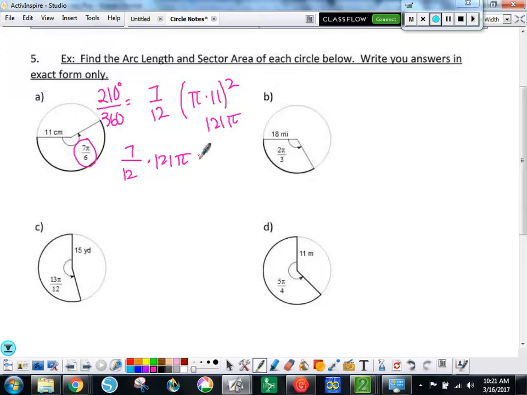So hold on. I don't want the approximate, I want the exact. So 7 times 121 again? 847, so this is 847 pi over 12. We expect kind of ugly answers with these because area is ugly. It's bigger. 847 pi over 12 centimeters squared, right? The units on this one would be centimeters squared because area is a two-dimensional measurement.